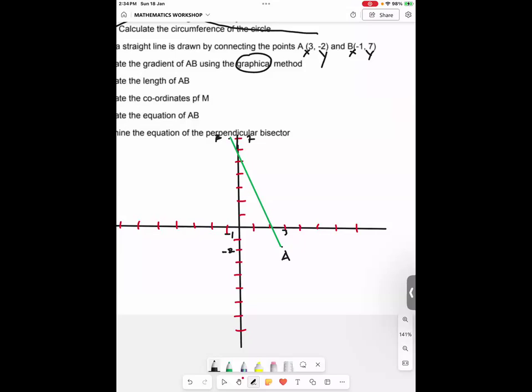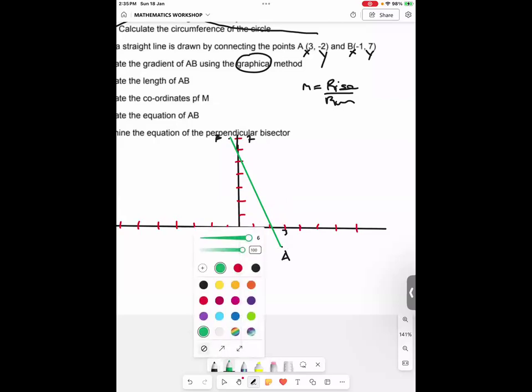Now, hopefully you guys remember, when we're using the graphical method, we need to use something known as m equals rise over run. Rise divided by run. Now the rise is a vertical movement. So I have a choice now, guys. I can rise from A and then run towards B, or I can rise from B and run towards A. The point I'm trying to make here is that you have to create a right angle triangle around the line.